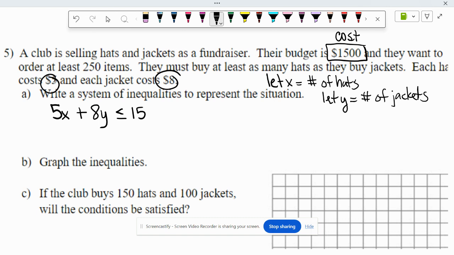It says they want to order at least 250 items. That means that the number of hats plus the number of jackets has to be greater than, at least is greater than or equal to 250. Okay. There's something tricky in here, though. It says they must buy at least as many hats as they buy jackets. What does that mean?